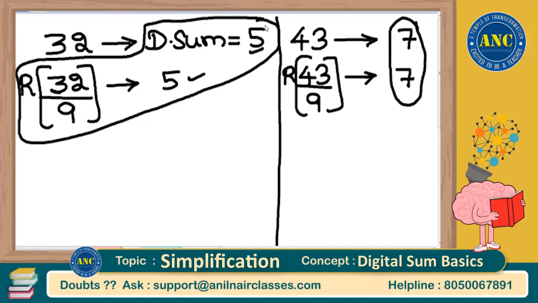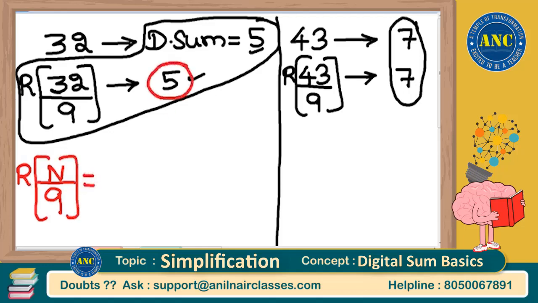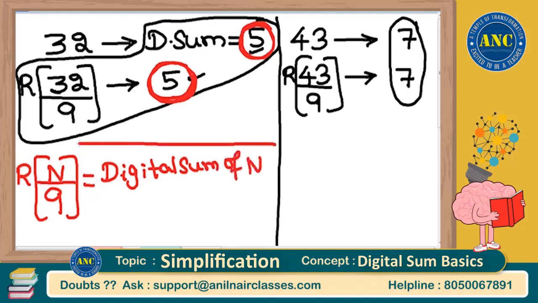That means, can I say that you take any number n, divide that number by 9, and find the remainder. Whatever remainder you get when you divide that number by 9, that remainder is exactly the same as the digital sum of that number, right? The remainder is exactly the same as the digital sum of that number. That means the remainder when a number is divided by 9 is exactly equal to the digital sum of that number n.